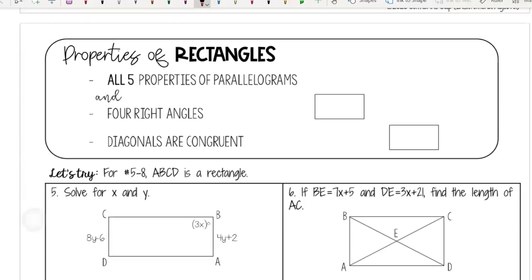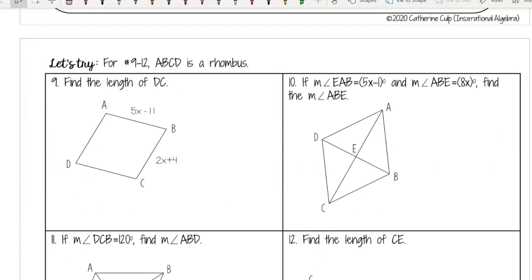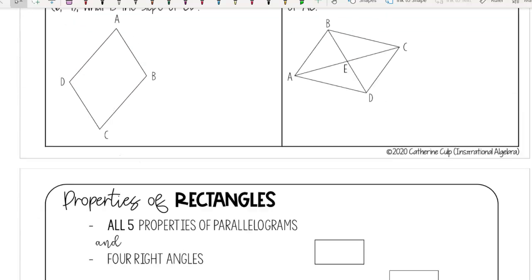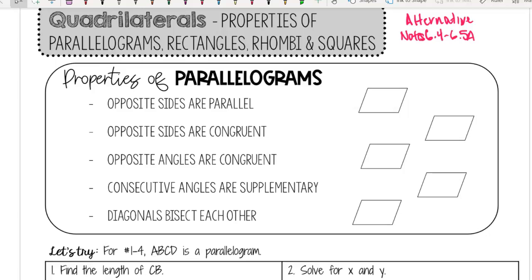The next one is rectangles, and then we have rhombi, and then we have squares. Rhombi is just plural for rhombus. So I'm going to review with you just a little bit. If you've already got parallelograms pretty well down, then go ahead and switch to the other pages. So the first thing is we need to remember these properties.